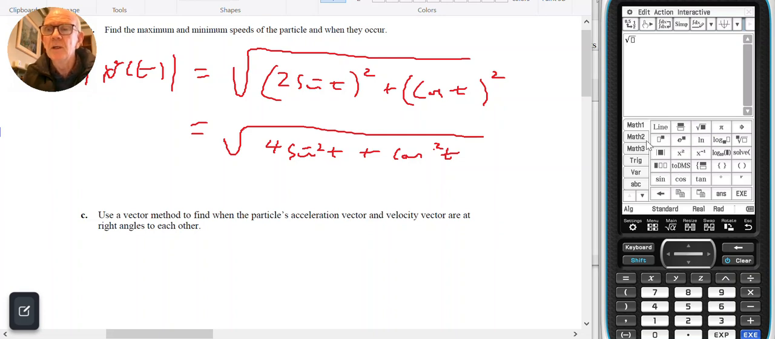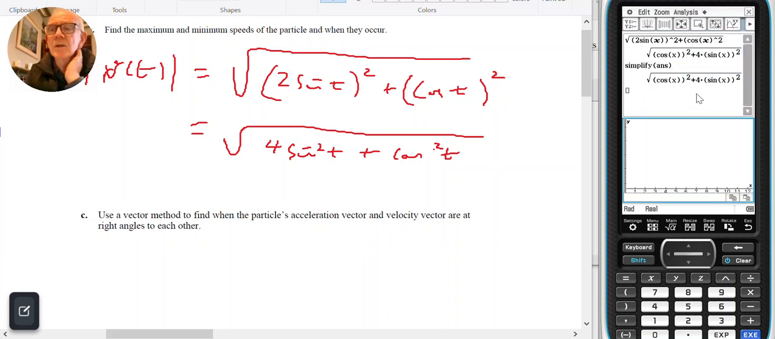So let's see what we can get here. The square root of, I'll open up a bracket and put 2 sine of x, and I'll square that bracket, plus a bracket with cos, squared. Simplify, I could write that.